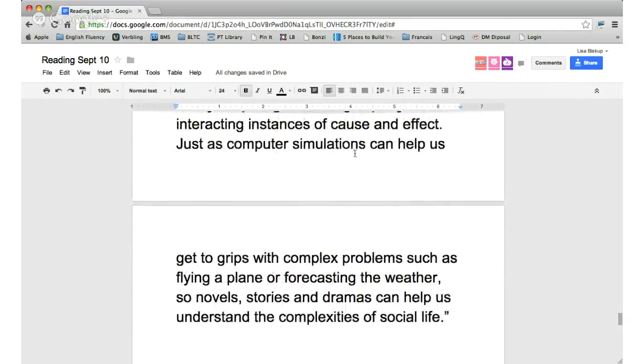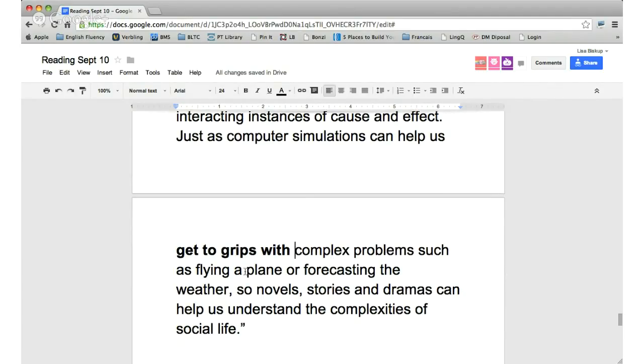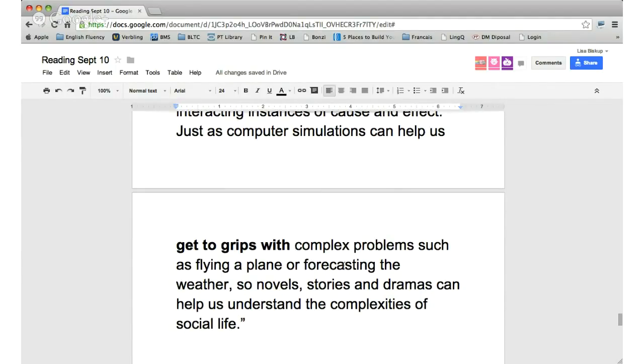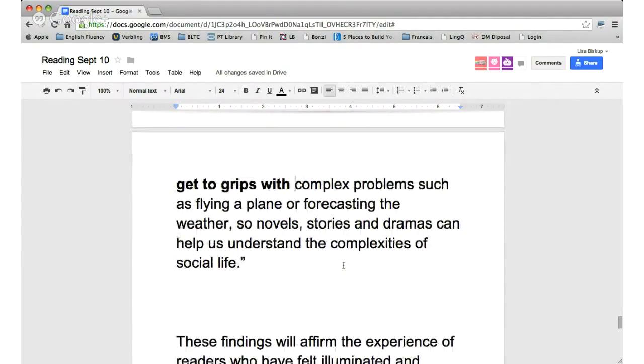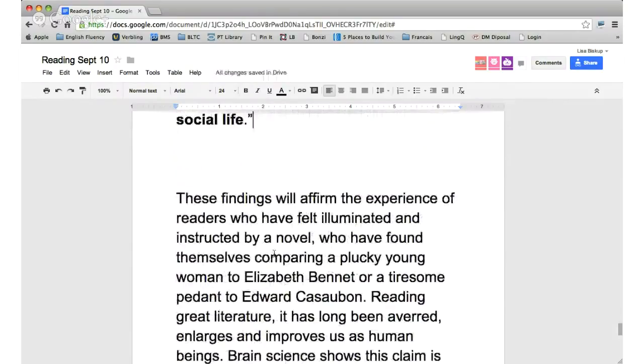And so just like the computer simulations can help us get to grips with, a lot of times you can say come to grips with. It just means that it helps us deal with problems or understand complex problems. So nowadays, if you want to learn how to fly a plane, you work on a computer simulation first, so you can start understanding what the complexities are, what might happen before you actually get into a plane. So that's kind of like the novels maybe help prepare us for social life. Social means with other people: your family, but also your friends, your colleagues, your bosses, things like that.